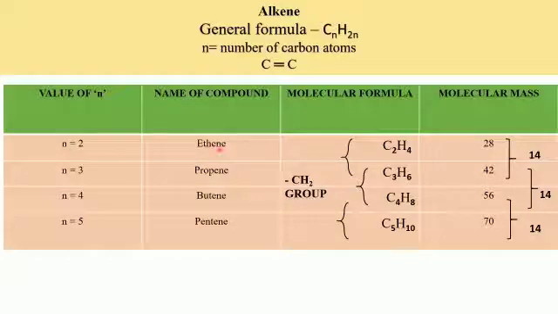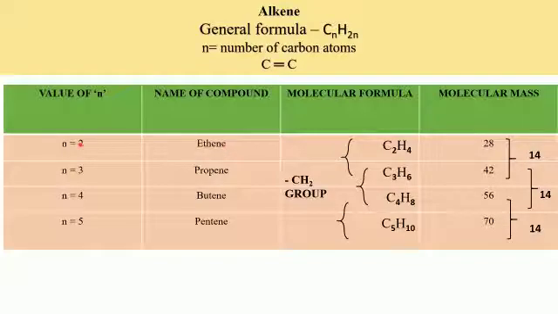So two things you have to remember. Because the value of n is equal to 2, or there are two carbon atoms, here we have the formula C2H4. Using the formula CnH2n, you will find out the molecular formula. Substitute the value of n equal to 2 in this formula, and you get C2H, 2 into 2 is 4. So C2H4 is the molecular formula for ethene.